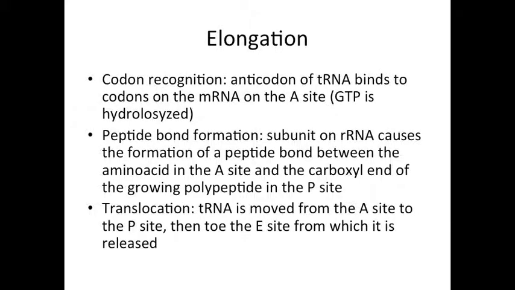The next step of translation is elongation, and elongation begins with codon recognition, which is when the anticodon of a tRNA binds to codons on the mRNA at the A site. The next step is peptide bond formation, and this is when the rRNA subunit causes the formation of a peptide bond between the amino acid in the A site and the carboxyl end of the growing peptide in the P site. After this is translocation, and the tRNA is moved from the A site to the P site, and then to the E site from which it is released.